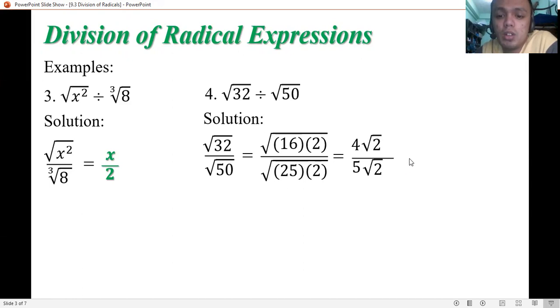Then next, we can cancel this out. Square root of 2 divided by square root of 2 is 1. Cancel out. The slanted line may not be very visible there. Then we have 4/5. So we can cancel out because square root of 2 divided by square root of 2 is 1.